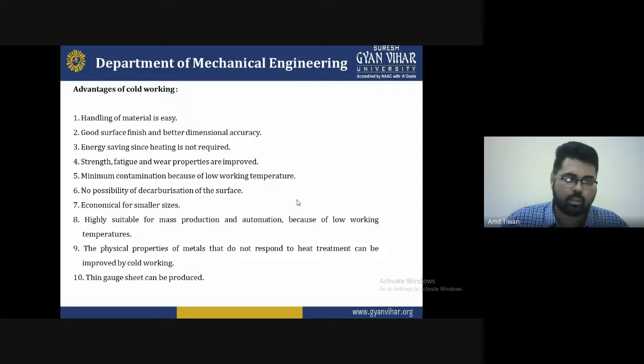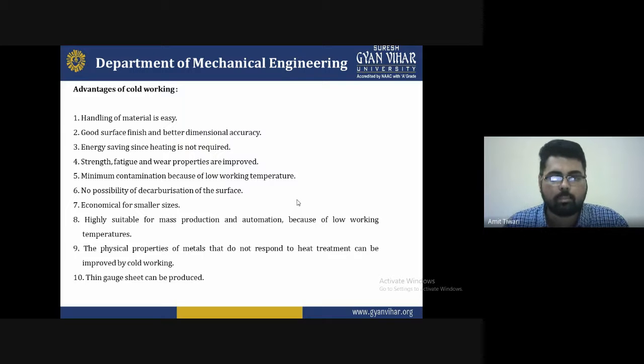good cold working processing. Third is the energy saving, since heating is not required. When heating is not required, it is energy saving, which will be done by cold working only. Fourth, strength, fatigue and wear properties are improved. By cold working, basically the strength, fatigue, and wear properties are improved. That is improving the hardness also, as we said, hardness and toughness.